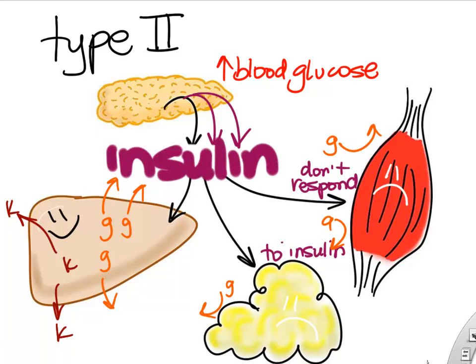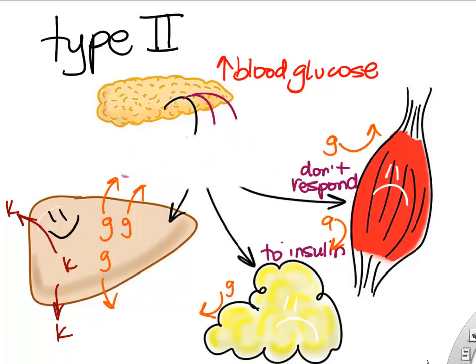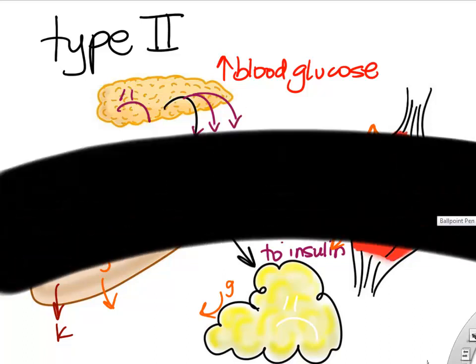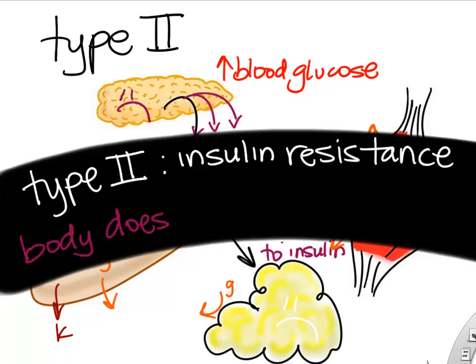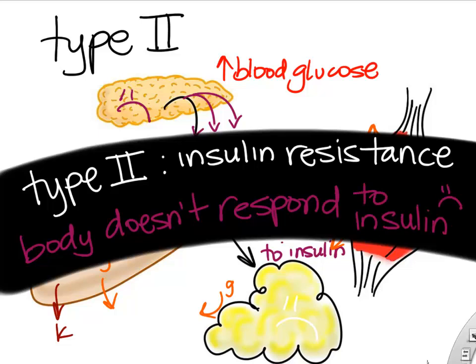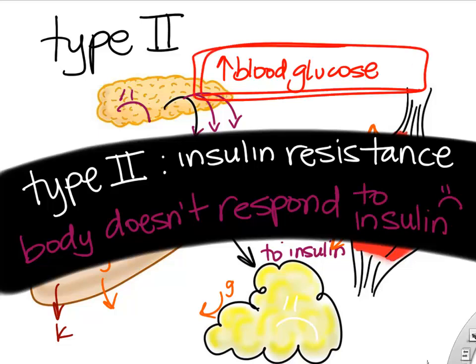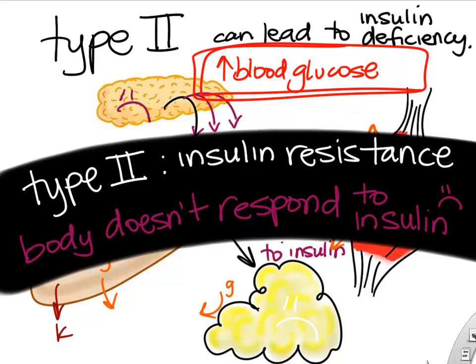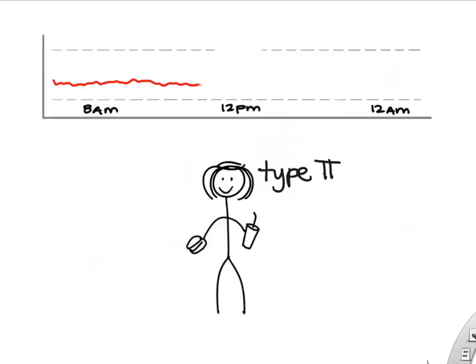The little pancreas may even make more insulin in order to get your body to respond, but it just doesn't work. Eventually, sometimes that little pancreas can poop out and it will stop making as much insulin. So type 2 diabetes mellitus is considered insulin resistance. The body doesn't respond to insulin, and it's almost as if insulin's not there. Eventually, some of those people can become insulin deficient if their pancreas stops working.